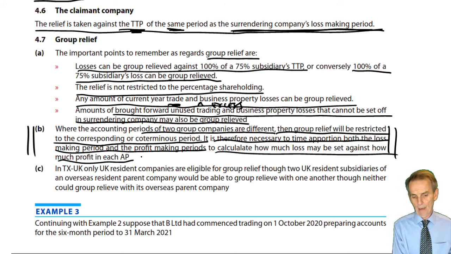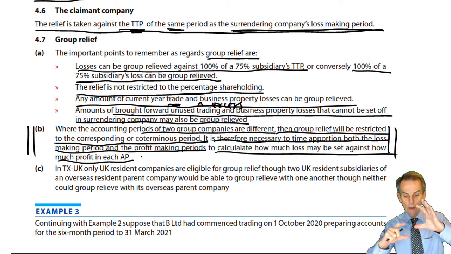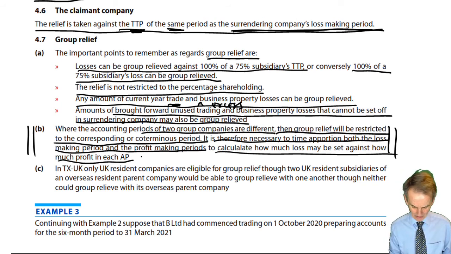And all it is, is time apportioning. Time apportioning what amount of loss against a time apportioned amount of profit for a corresponding period, because they have non-coterminous accounting periods. The loss maker might have prepared accounts to the 31st of December. The profit maker may have prepared accounts to the 31st of March. So any loss-making period spans two profit-making periods. How many months of each of those two profit periods, and we time apportion accordingly. It's not difficult, but it's messy. But that's for next time.